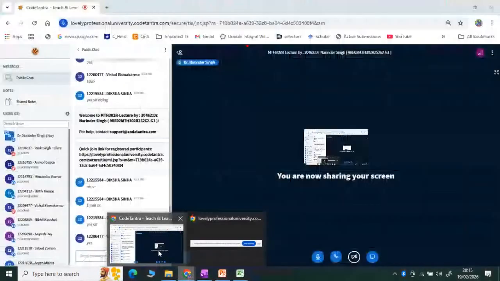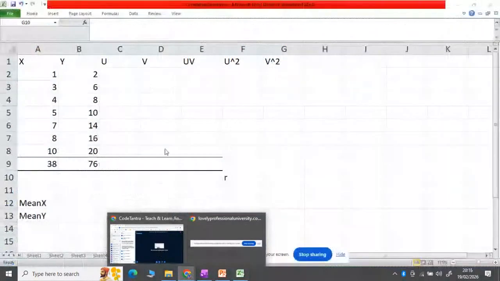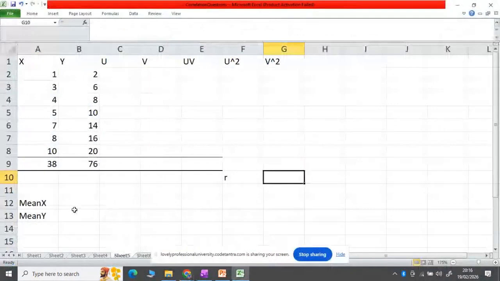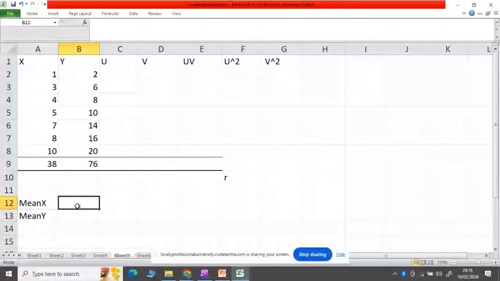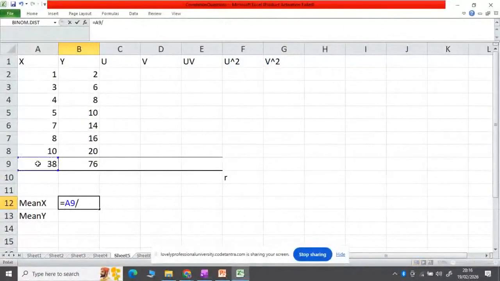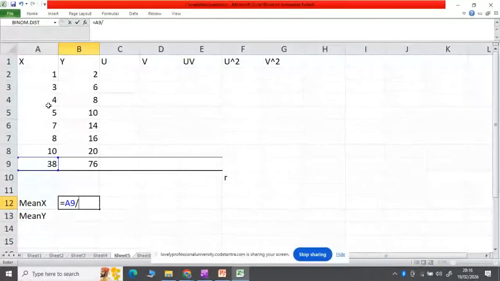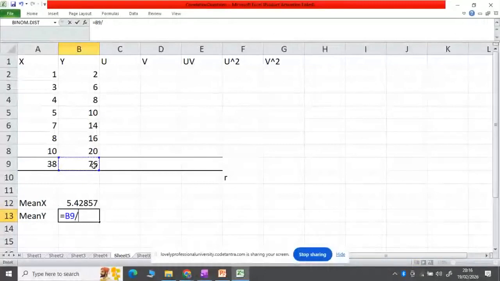So first we will find the mean of x and the mean of y if we are applying formula one. Mean is the sum of x values divided by the total number of values. You can see 1, 2, 3, 4, 5, 6, 7 values are there, so you get 5.42. And the mean of y is the sum of y values divided by the total number of values, so we are getting 10.85.